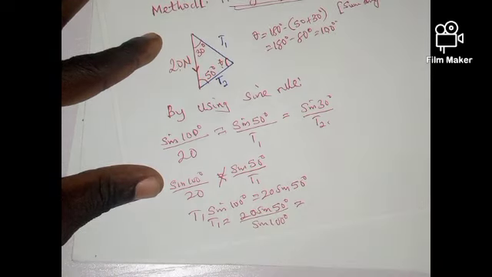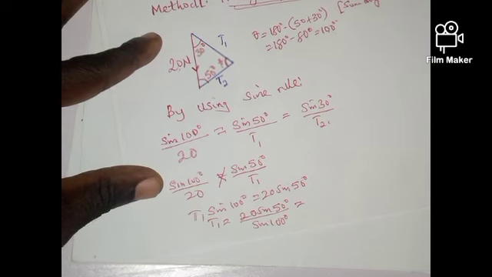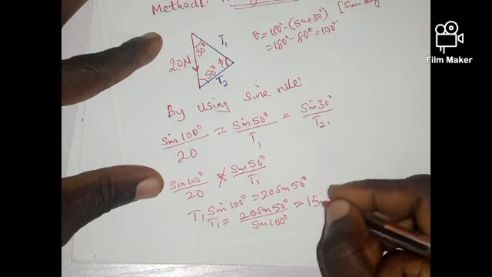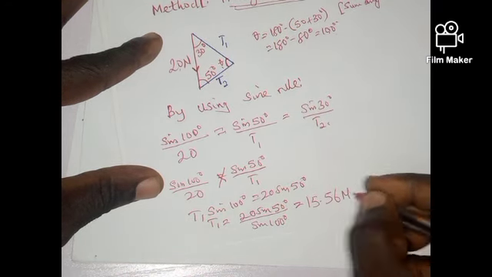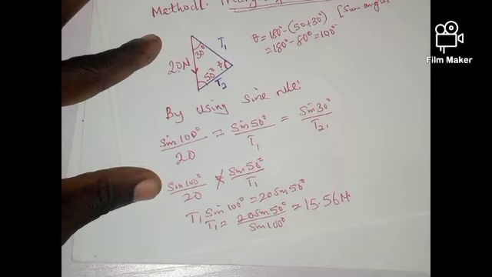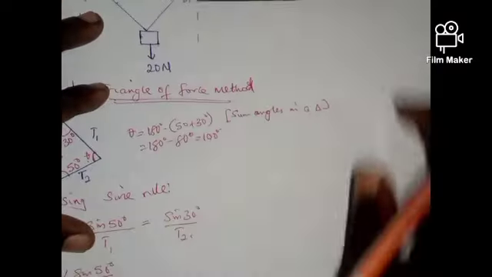I'm going to press this on my calculator. So I have 20 sine 50 divided by sine 100. So that's going to give me 15.55 or 15.56 Newton. So that gives me T1. Now let me calculate T2 on this other side.